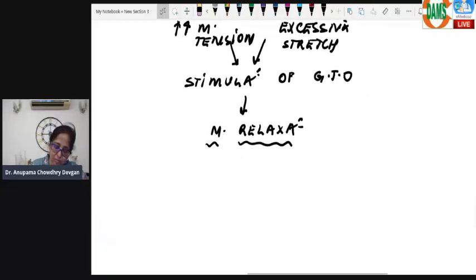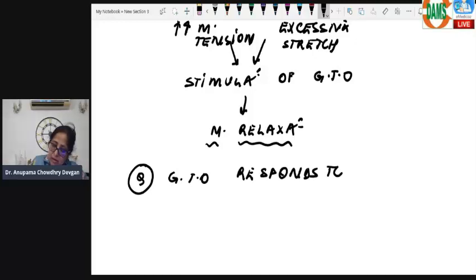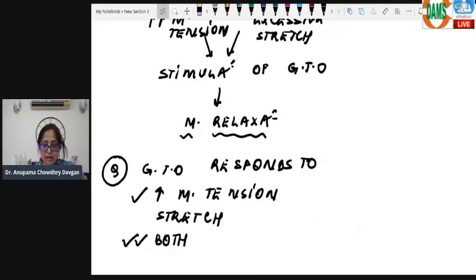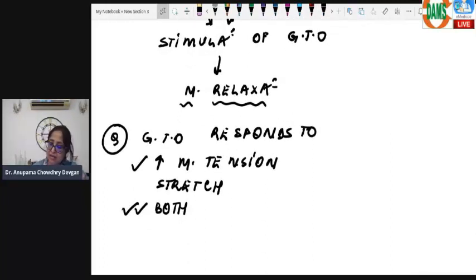Muscle relaxation. So two important points here. Golgi tendon organ responds to increase in muscle tension or stretch. My answer is increase in muscle tension. But if there is an option of both, then you will have to go for both. Have you understood? If it is between the muscle tension and stretch, then my answer is muscle tension. But if there is an option of both, then your answer is both.